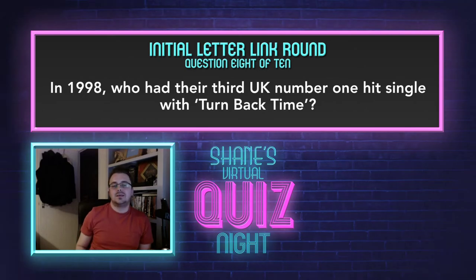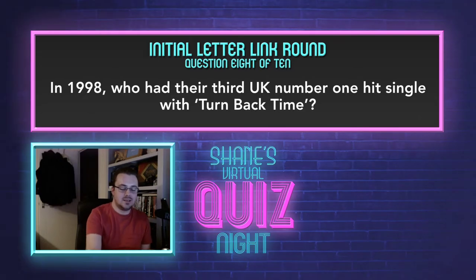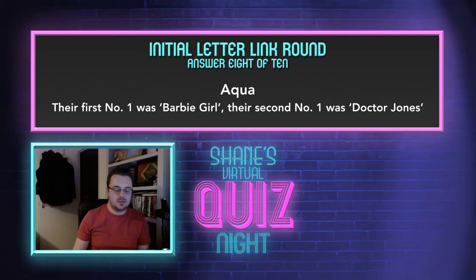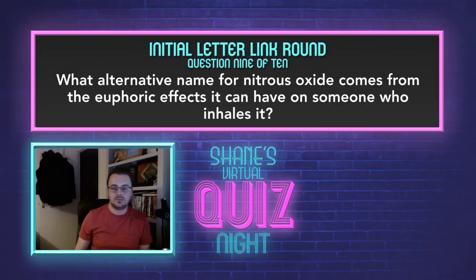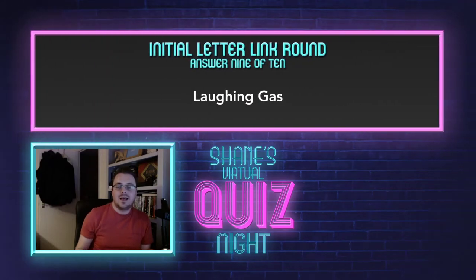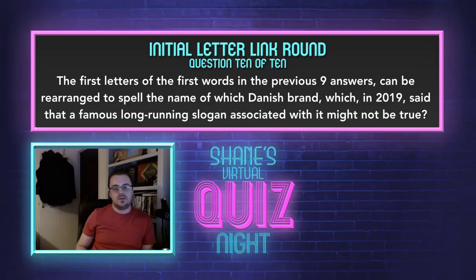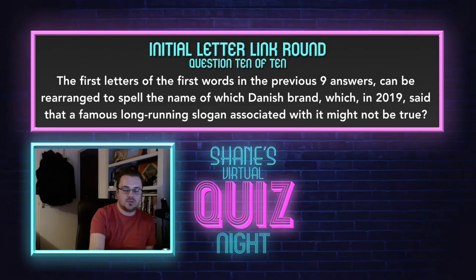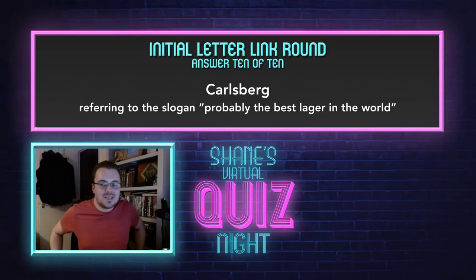Question 8. Who had their third UK number one hit single with Turn Back Time in 1998? It was Aqua. Their first was Barbie Girl. Their second was Doctor Jones. So we've now got an A to use. And the alternate name for nitrous oxide is laughing gas. So we've now got an L. Then if you use those first letters of the first words and rearrange them to spell the name of which Danish brand? It is Carlsberg, referring to the slogan, probably the best lager in the world.